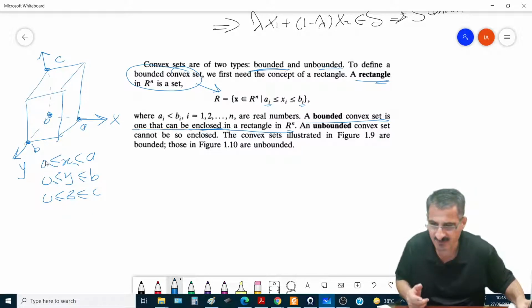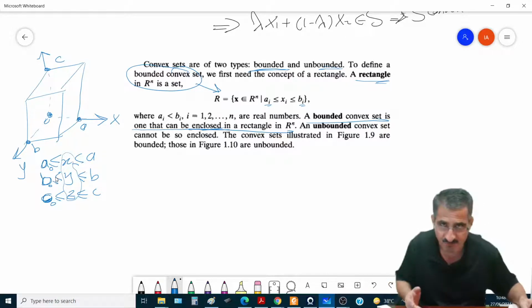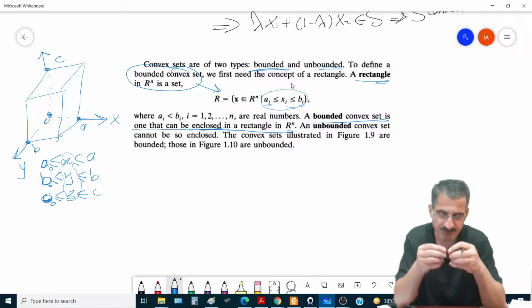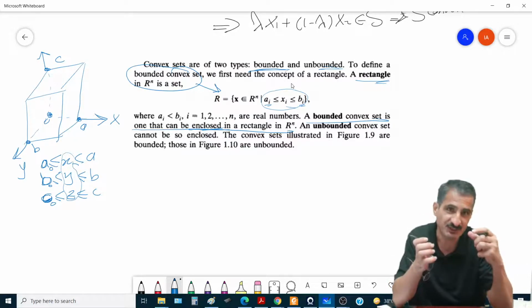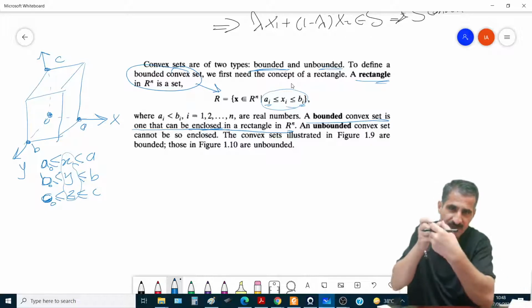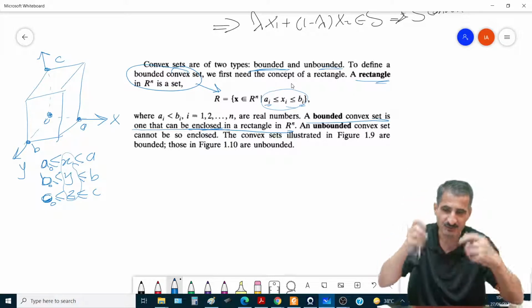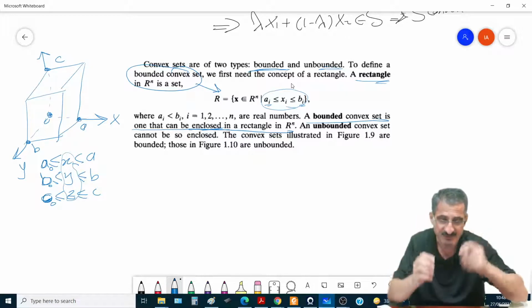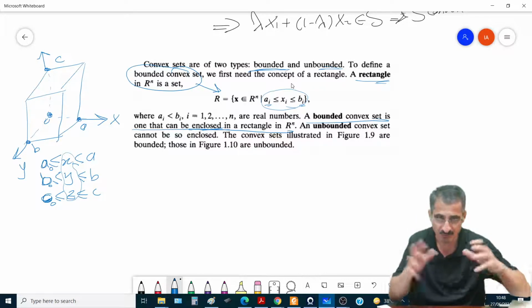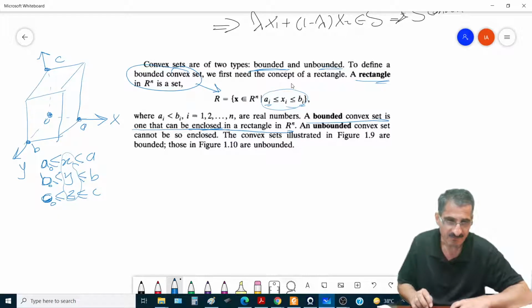So instead of that 0, you may say A naught, which is any element, B0, and C0. So the coordinates in here you may use x1, x2, x3 instead of x, y, z. So this is the idea. Each variable or each coordinate is bounded by some interval, the other by some interval, the other dimension by some interval, and so on. So this is a rectangle. So a convex set is called bounded if it can be enclosed in some rectangle. If not, then it is unbounded.